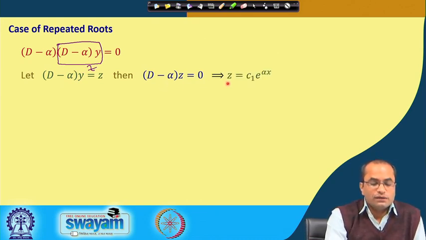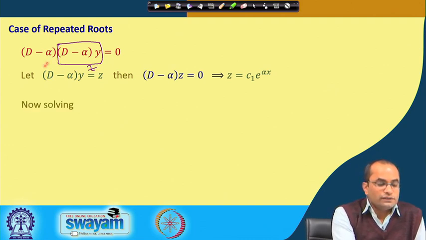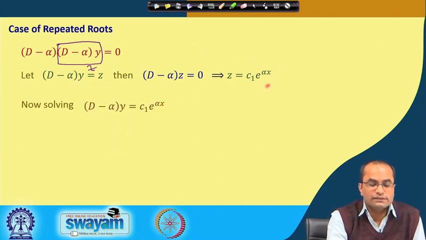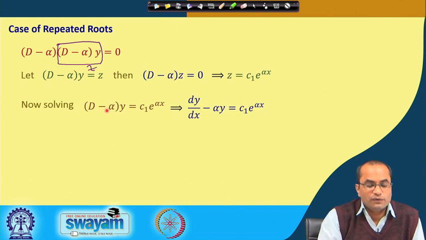So, here z is equal to c 1 e power alpha x, that will be the solution of this first order differential equation, a constant times e power alpha x. Now, solving the equation d minus alpha y is equal to z, where z is now c 1 e power alpha x. We need to solve this equation because finally we want to get y.